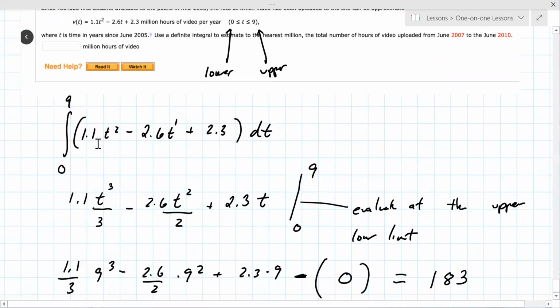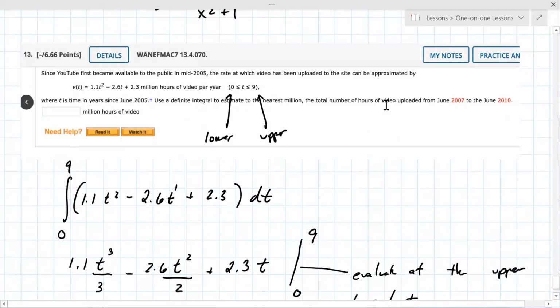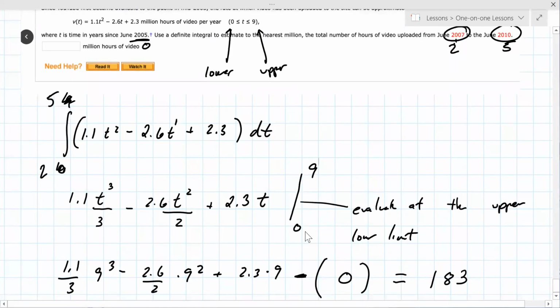Hmm. 1 over minus 2.6x plus 2.3. Oh, you know what? I see. I gave you the wrong lower bound here. They're using these years. I didn't catch that. 2005 corresponds to year 0, so 2007 corresponds to year 2, and 2010 corresponds to year 5. So these are not correct. It's 2 to 5. That changes what we do at both endpoints. So let me grab that here. So that's 2 to 5.